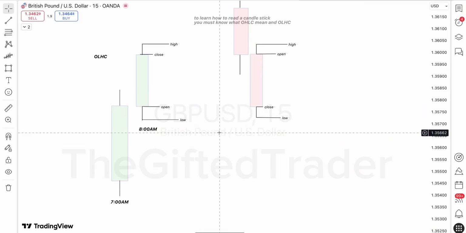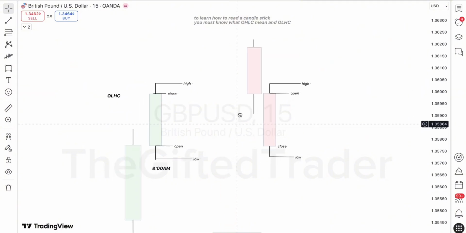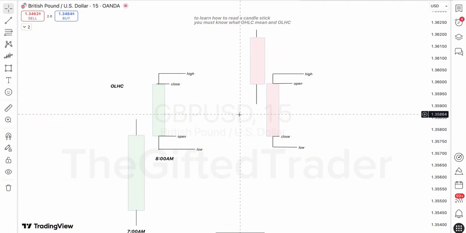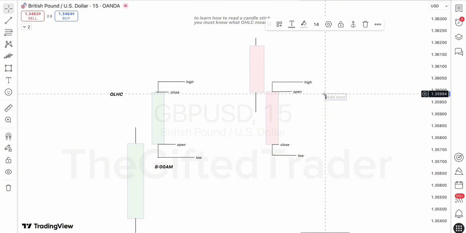Okay, I'm sure you guys already understand that. So this is open, low, high, close, and open, high, low, close.